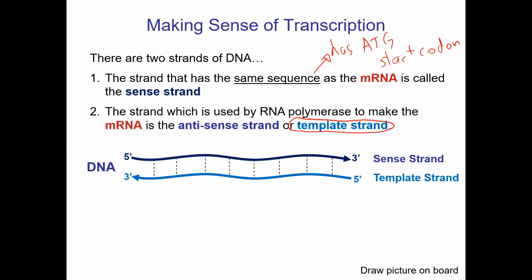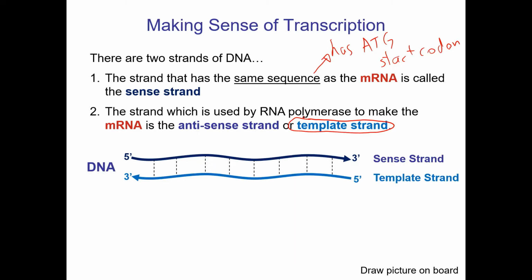So the RNA polymerase, wherever it sees a G, it's going to put a C in the RNA. Wherever it sees a C, it's going to put a G in the RNA. Wherever it sees a T, it's going to put an A. Wherever it sees an A, it's going to put a U. And so we'll see an example of this coming up, like the example I gave you last day where we did some transcription and translation.